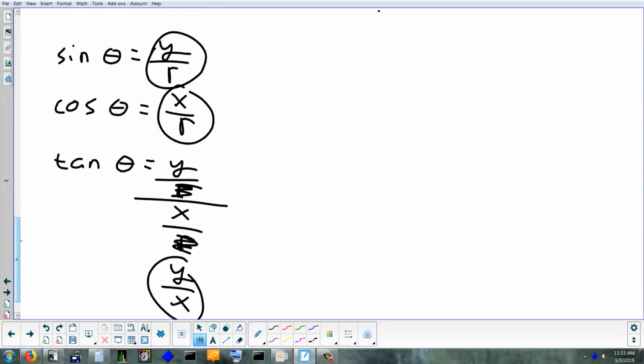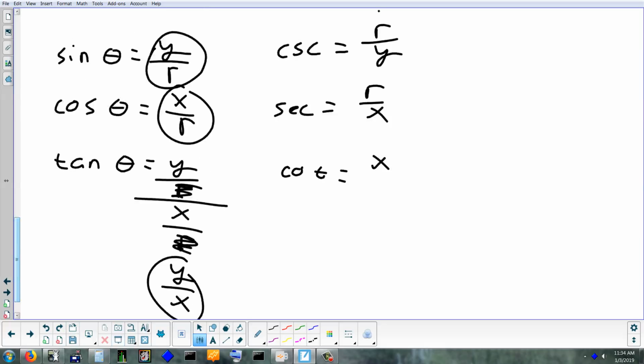And now, once we have these three, to get the next three, what would we do with them? Yeah, we just flip them. So your cosecant is r over y. Your secant is r over x. And your cotangent is x over y.